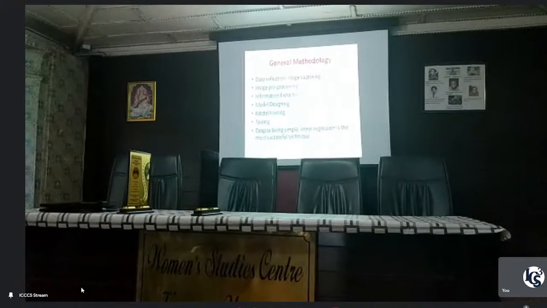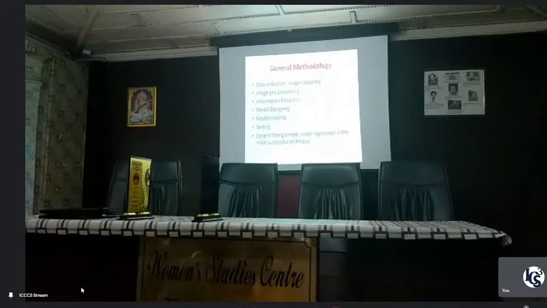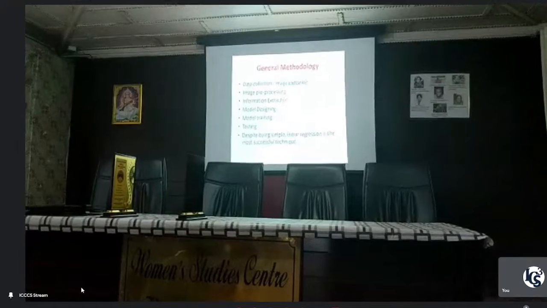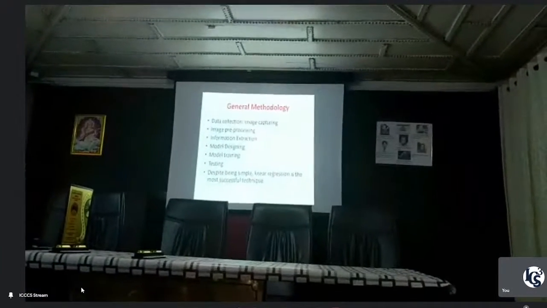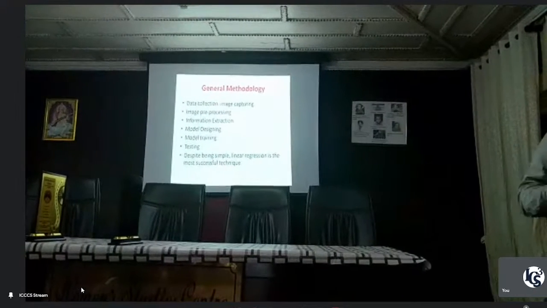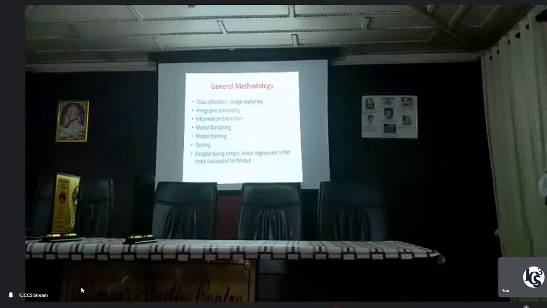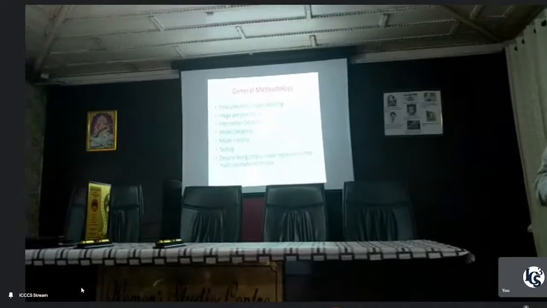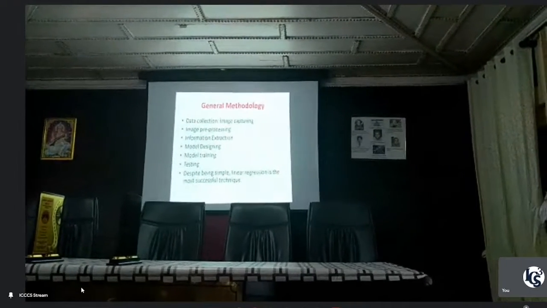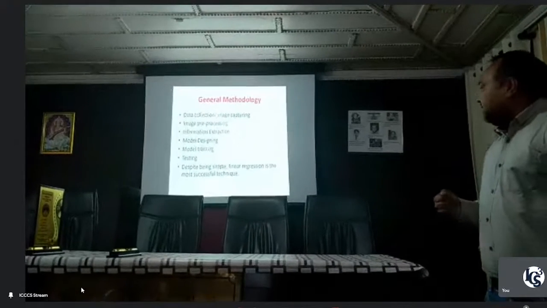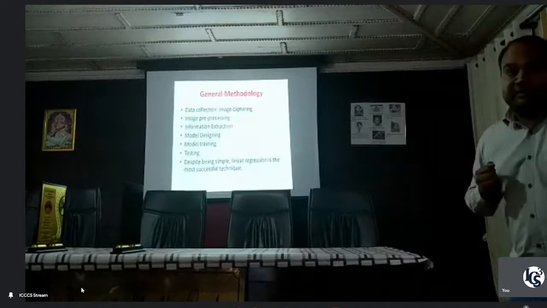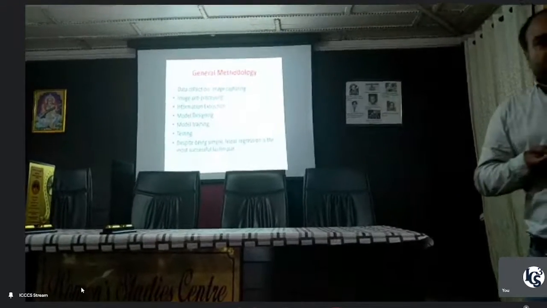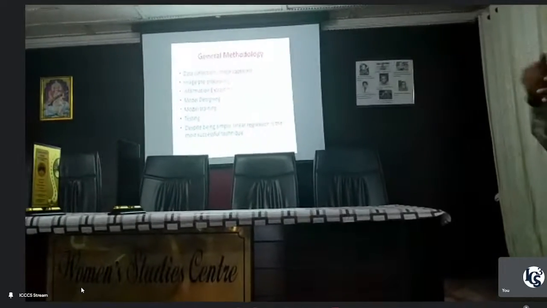Now this is the methodology. With this methodology, you can find out the yield prediction. First of all, we collect the data in the form of images, and then image preprocessing, then information extraction, then model design, and after that model training and testing. Lastly, despite being simple, linear regression is the most successful technique. Linear regression is a very good technique, and with its help you can find out the yield prediction.